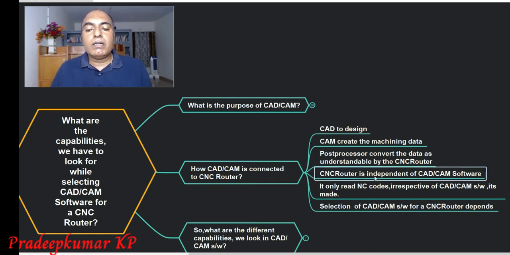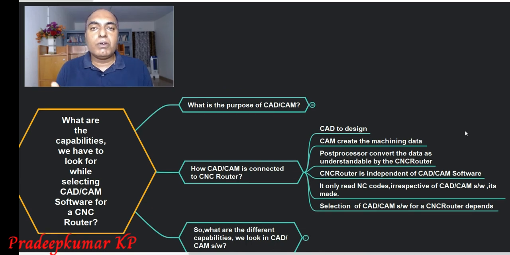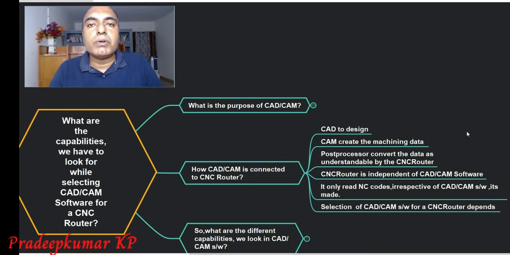Then you know that a CNC router machine is independent of the CAD CAM software. The CNC router is not bothered about which CAD CAM software the NC code is made in. If you create it in any CAD CAM software, once you post process, that will create an NC code that can be read by that particular CNC router machine. So it does not actually depend upon the CAD CAM software. You can make a program in any CAD CAM software.